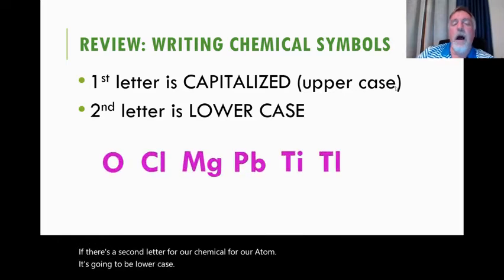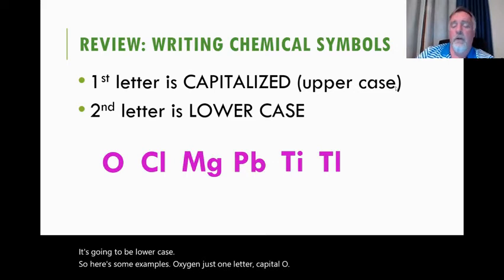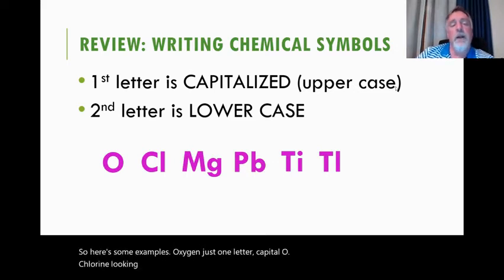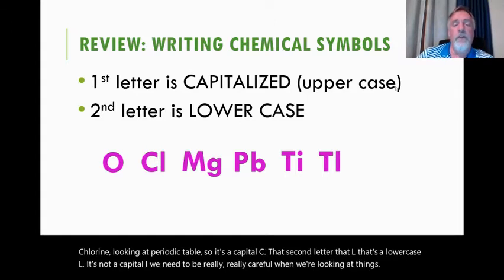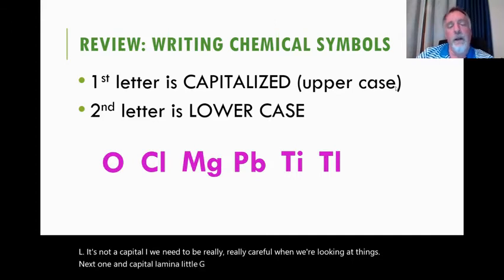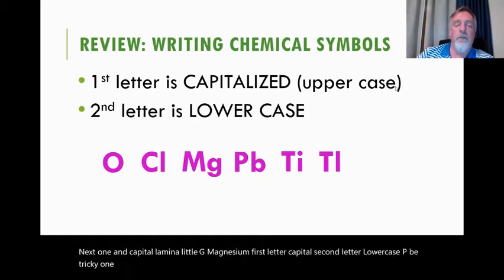Here are some examples. Oxygen, just 1 letter, capital O. Chlorine, you're looking at the periodic table, so it's a capital C. That second letter, that L, is a lowercase L. That's not a capital I. We need to be really, really careful when we're looking at things. Next one, capital M and a little g, magnesium. First letter capital, second letter lowercase. Pb, tricky one, that's lead. Again, first letter capital, second letter lowercase.